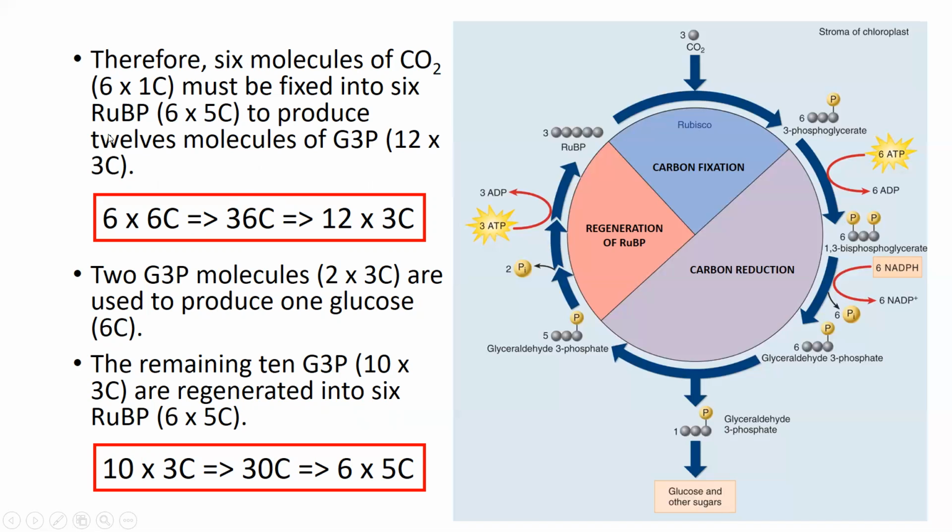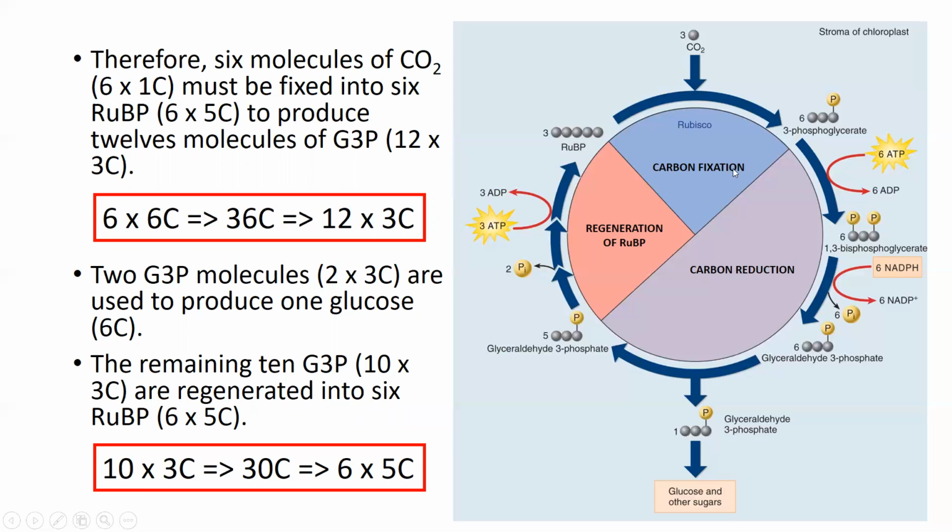Then from these 12 molecules of G3P, 2 G3P molecules will be used to produce 1 glucose molecule. So from the 36 carbon, you minus 6 carbon, you still have 30 carbons. So the 30 carbons is divided by 5. Okay, so the 10 G3P is remaining here. Then you rearrange the carbons, so what you can get is 6 molecules of RuBP. So altogether is 30.